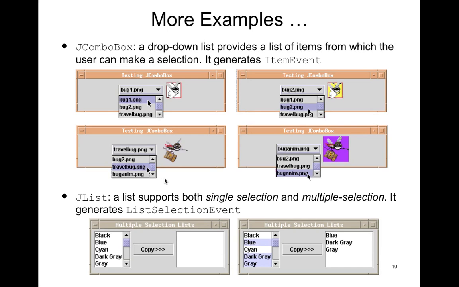Here are some examples to look at, and this is a different example that I'm going to show you in a few minutes. Here we have a JComboBox, a drop-down list that provides a list of items. When you click on an item, it generates an item event. It's an item event generator. So it's the component, and we've got an image here.